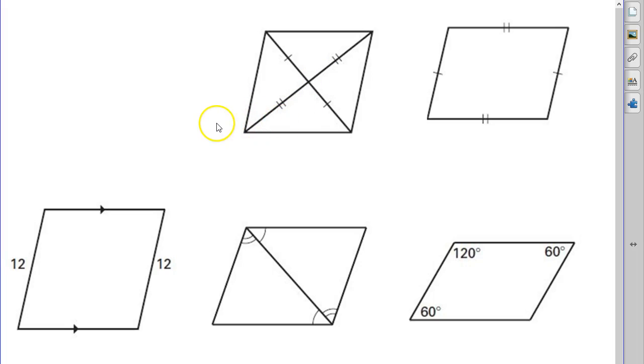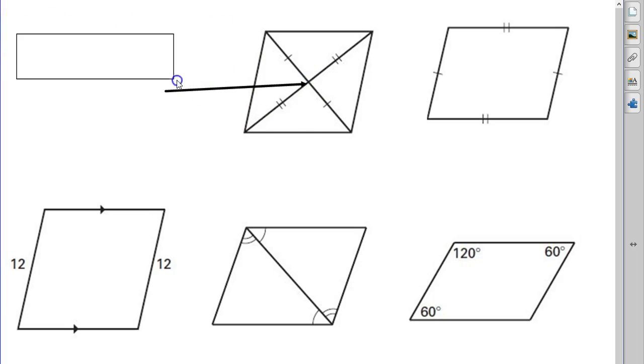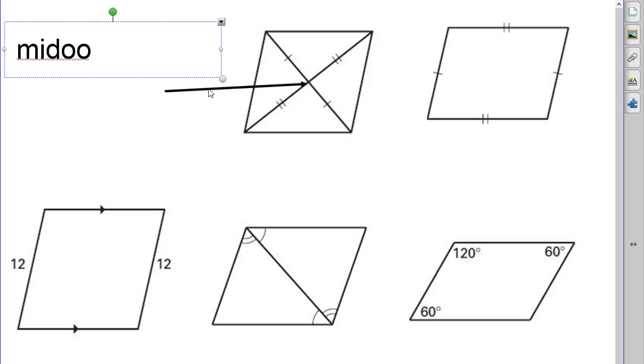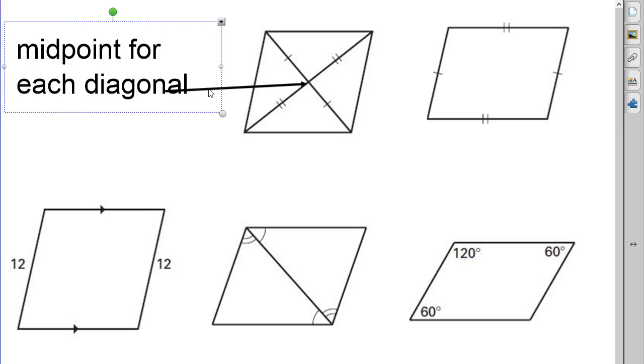Okay, this one here, hopefully you said yes, this is a parallelogram, because you can see the diagonals are both cutting each other in half, which means this point right here is the midpoint for both diagonals. That's a point they have in common and they share. So hopefully you said yes for this one.